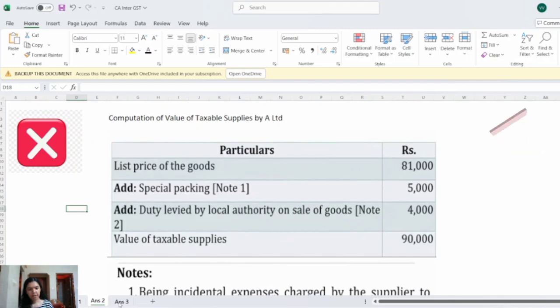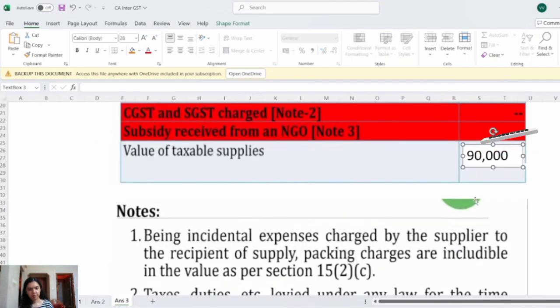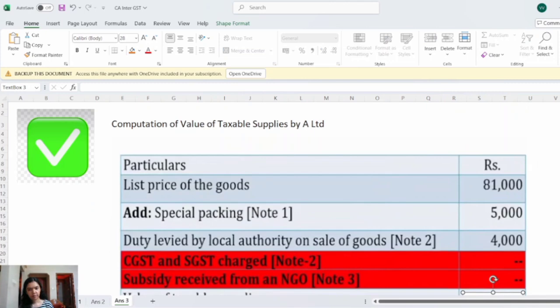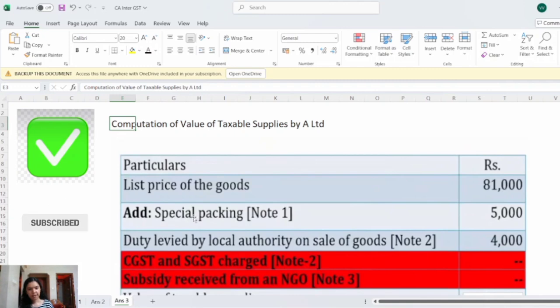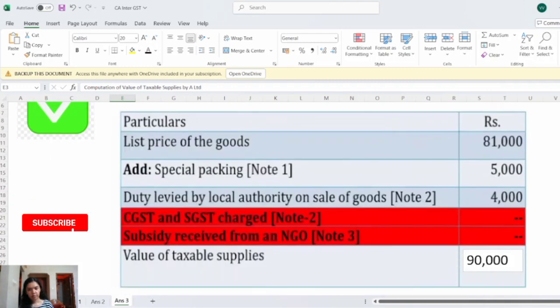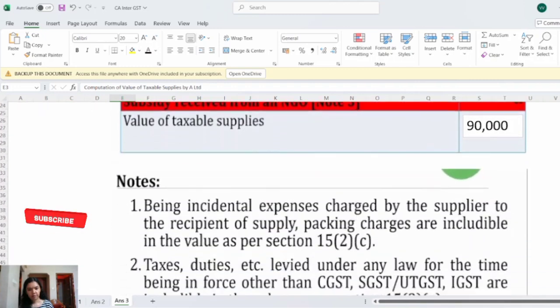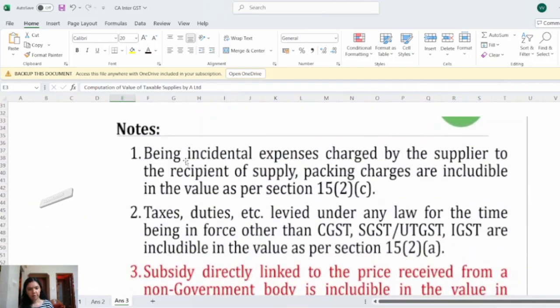Now coming to the third type of presentation. In this case you can see list price of the goods rupees 81,000. Add special packing, note 1, rupees 5,000. So let's see note 1 here. Note 1: being incidental expenses charged by the supplier to the recipient of supply, packing charges are includable as per section 15(2)(c).